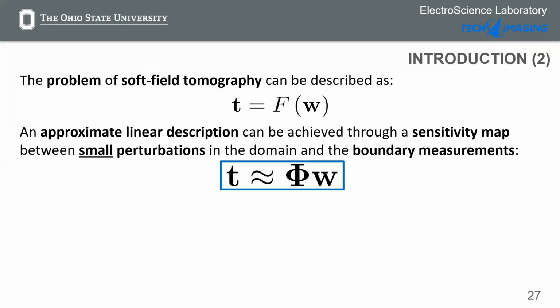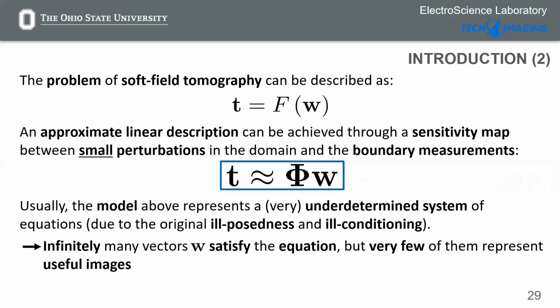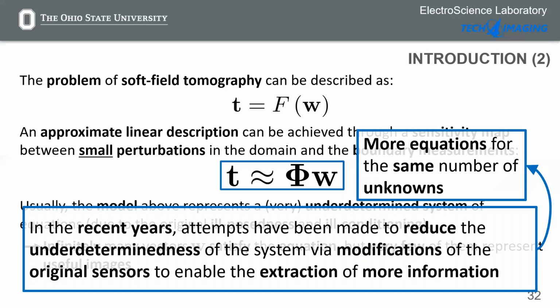Now, if we use this linear problem description, we will end up with a very underdetermined system of equations, which comes from the original ill-posedness and ill-conditioning of the problem. This means that there are infinitely many vectors W that satisfy the equation, but very few of them represent useful images. Now, in recent years, there have been attempts to reduce the underdetermined nature of the problem via modifications of the original sensor. The idea being to introduce more equations for the same number of unknowns.